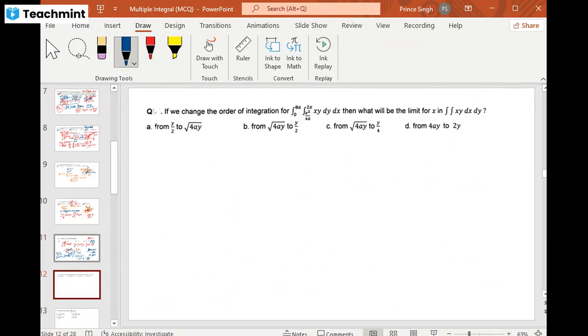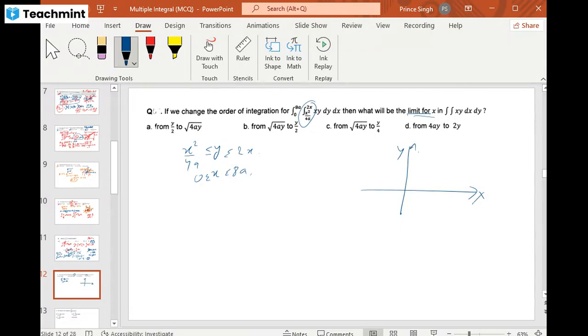Let us come to the next question. The next question is again based on the change of order of integration, but this time they are expecting only the limit of variable x, that is the inner limit. In this case we are given the inner limit as a function of x, so it means this is the limit of y. The limit of y varies from x square upon 4a to 2x, and the limit of x varies from 0 to 8a. So if I want to change the order of integration, firstly we need to draw the rough sketch of the region.